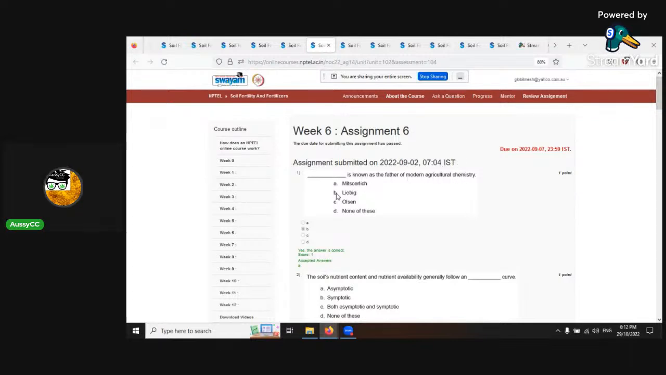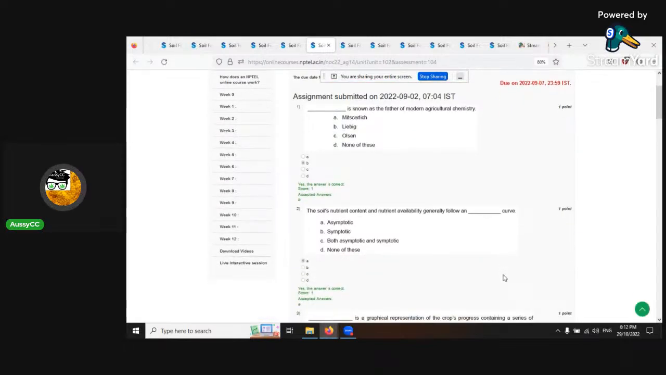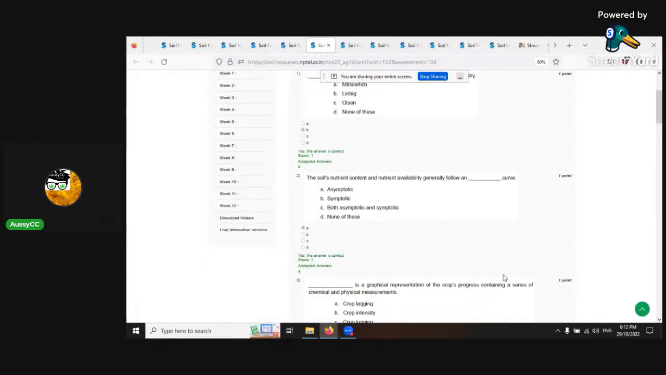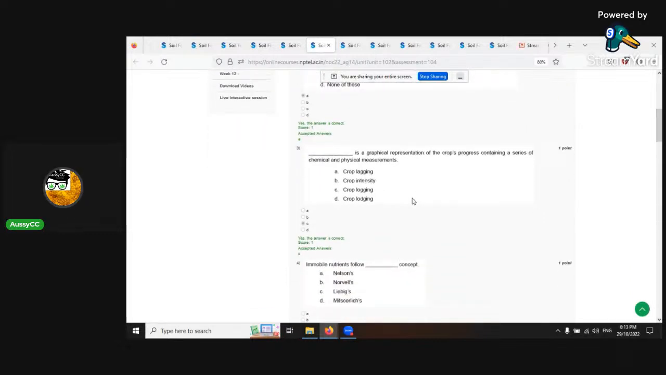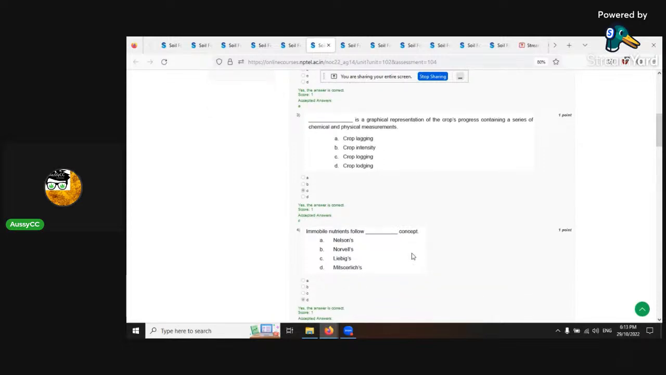Something is known as the father. Liebig's the father. The soil's nutrient content and nutrient availability generally follow an asymptotic curve. Something is a graphical representation of crops' progress containing a series of crop logging. Right, this, you guys too listening, you can get an idea of topics for the show. If you're interested in any of these questions, you think, wow, that's fascinating. Well, ask me to elaborate, and I can more than likely show you the slides and elaborate. Immobile nutrients follow the concept of Liebig. No, it's metacherolix. Yep, I'll go with that.